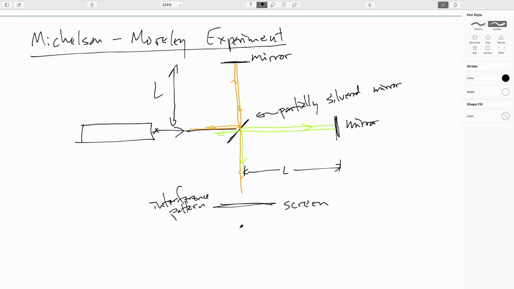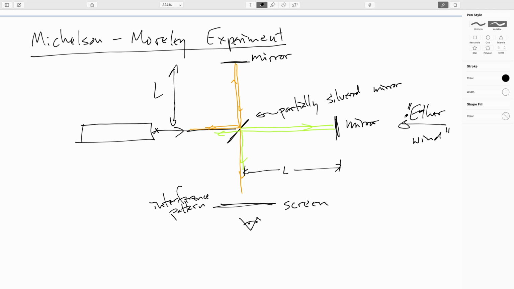And then we can look at that pattern. So usually you set it up so that, say, there's a bright spot in the middle of the pattern or something like that. Now, the next trick with this is that you align this axis to follow the direction that the Earth is traveling in the solar system. So by doing that, you would have our ether wind as a headwind onto our mirror.